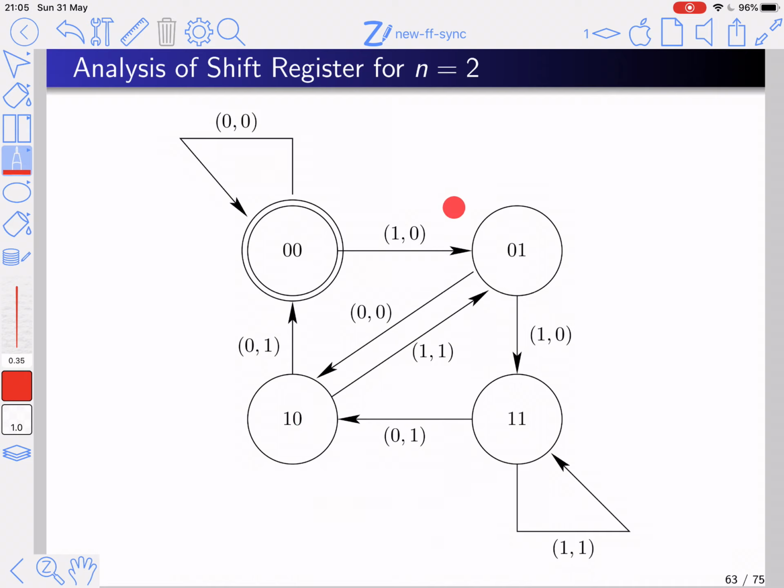This graph has a very special name. It's a de Bruijn graph. And you can define this de Bruijn graph for every n. Here it is for the case that n equals 2. It's a very interesting graph.